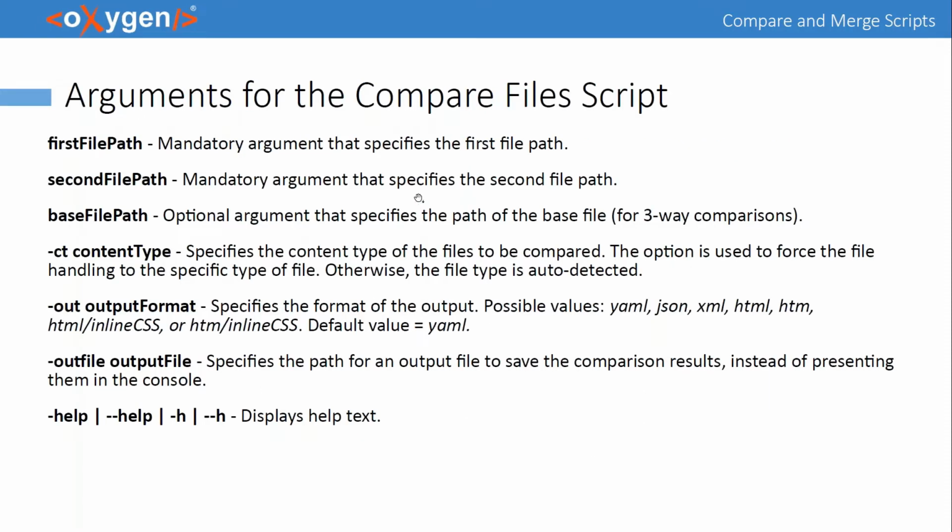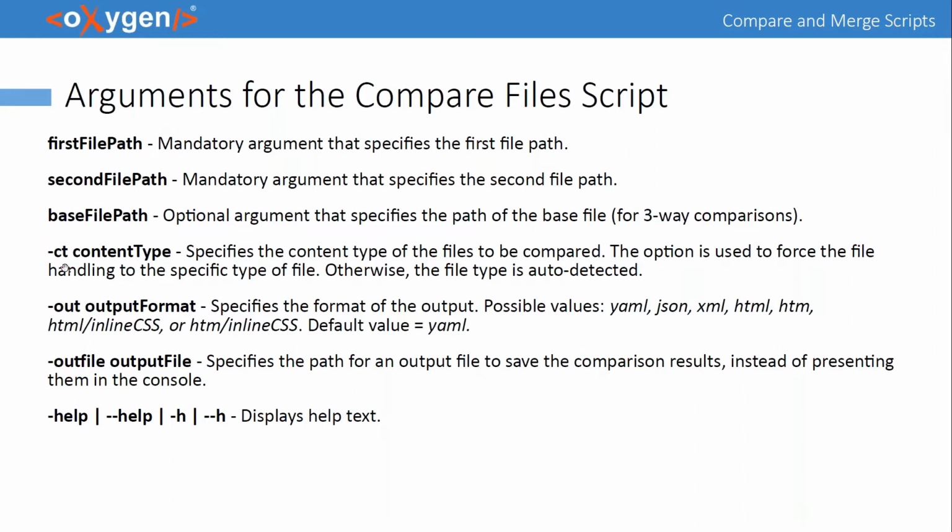So the arguments that can be set in the command line are the first file path and the second file path, and these are mandatory because you want to compare documents. In case you have a base file that you want to refer to, you can also add this file, and then it will be a three-way comparison. You can also set the content type in case, for example, you have files that have a specific extension that is not recognized by Oxygen. You can force this content type by using this argument.